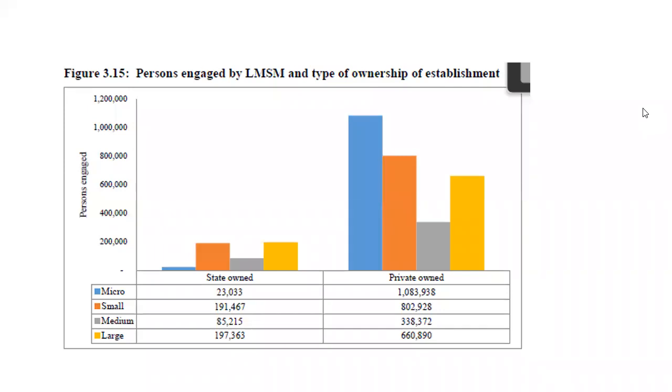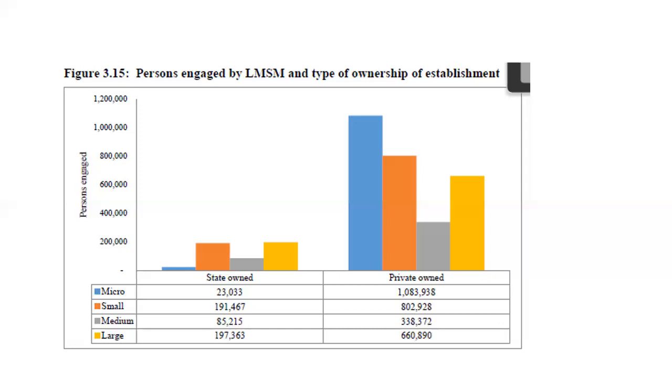Moving on, we have statistics on employment for large, medium, small, and micro scale businesses, and the type of ownership, as to whether they are state owned or private owned. And clearly, we could see that the private sector is employing a very huge number of workers in the country, as at the 2015 labor survey report.